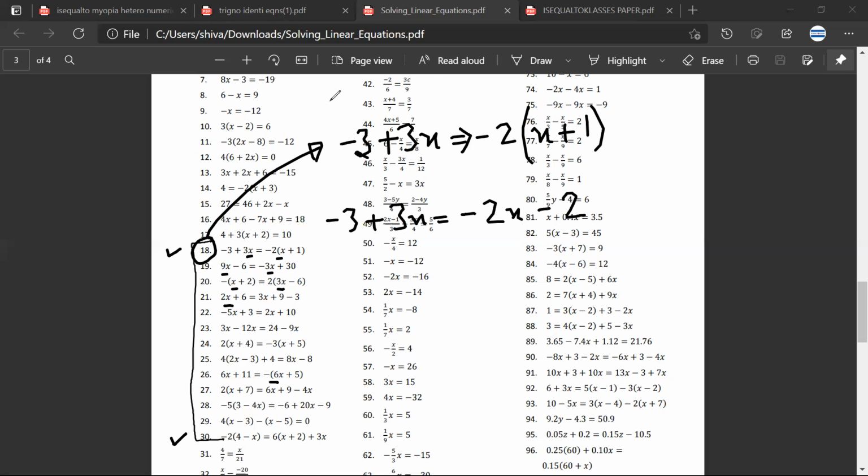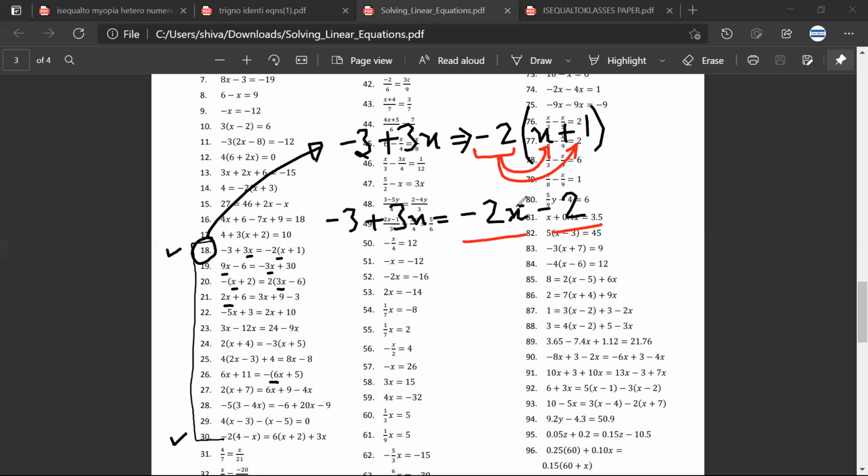The second thing is how to open the bracket. This minus 2 has to be multiplied by x, so it will become minus 2x. And this minus 2 has to be multiplied by 1, so it will become minus 2. Mr. Satya, any doubt? No. Sarthak, what should we do next? So then we'll bring minus 2x to the left hand side.